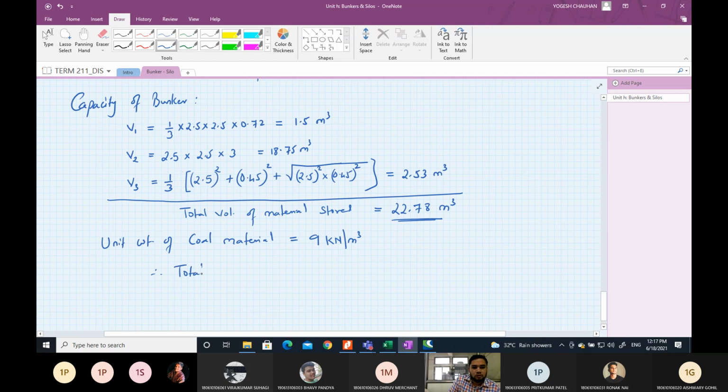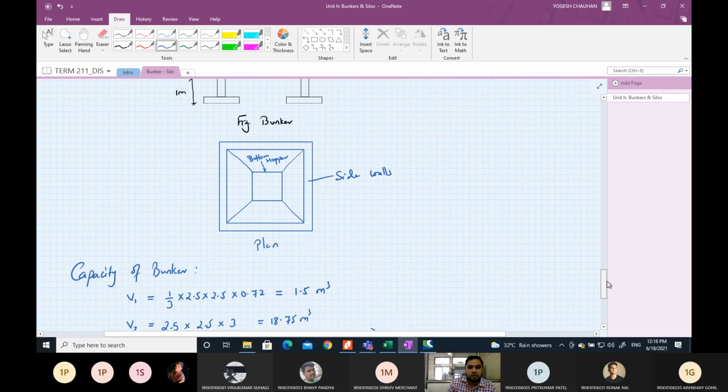Therefore, total weight of material stored will be equal to 9 into 22.78. That will be 205.02 kilonewton. So this much vertical load is acting.